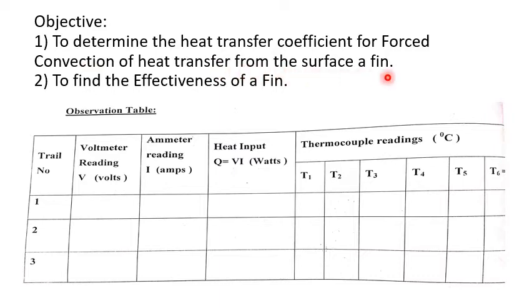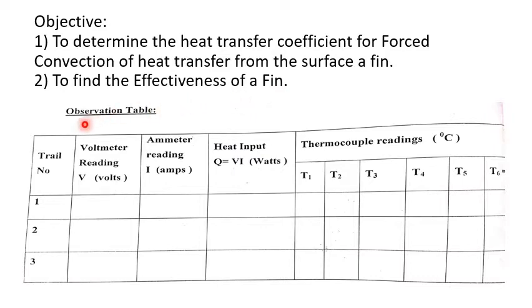So what do we mean by fins? These fins are used to increase the heat transfer area between a solid surface and a fluid. Our next aim is to find the effectiveness of the fin. The effectiveness of the fin is defined as the ratio of heat transfer with a fin to the heat transfer without a fin.